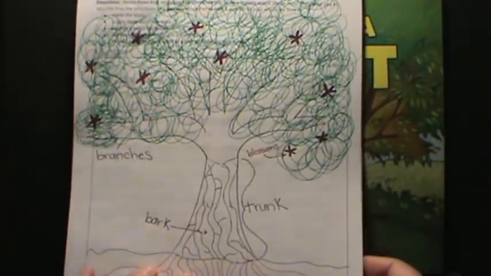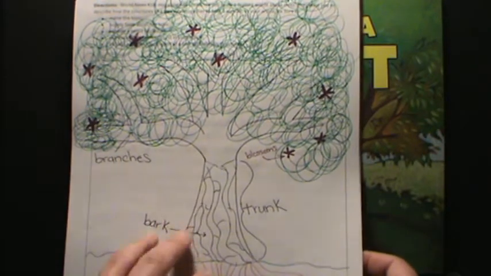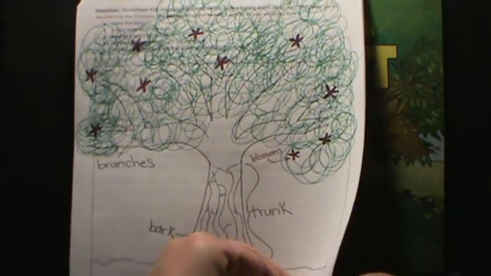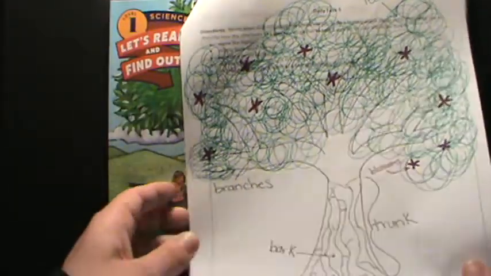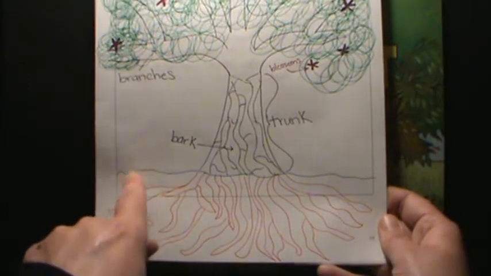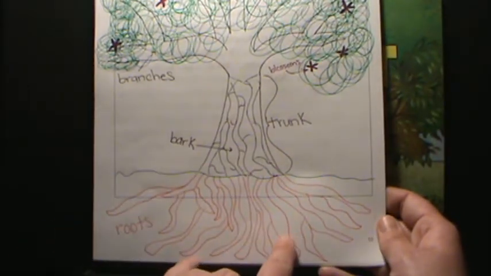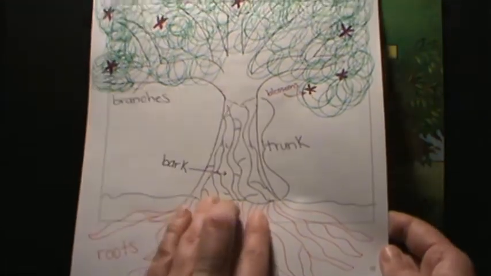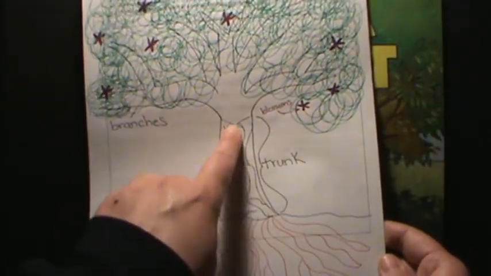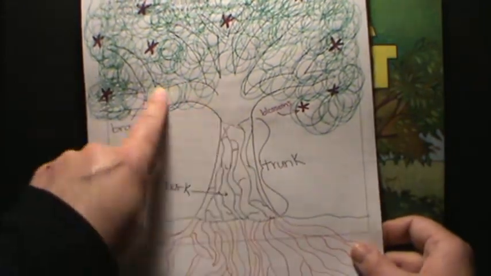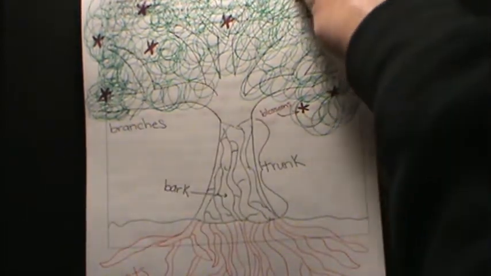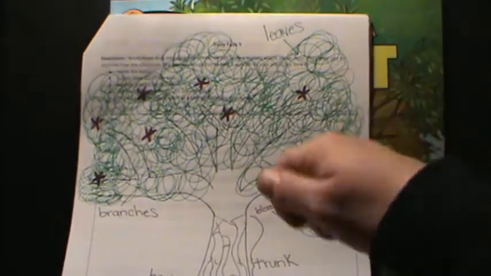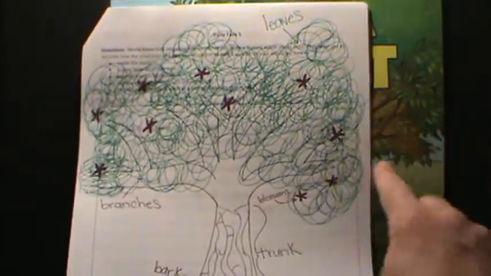So on this page, that's what I did. This is my illustration, and I labeled the structures of that tree. And then you're going to flip over, and that's where you're going to write your daily task 5 article. So you can see I showed the ground level and then the roots underground and then the trunk of the tree with the bark covering it, the branches, and then the blossoms. And then I pointed to the leaves. I didn't draw leaves, I kind of just squiggled around, but all the greenery would be the leaves.